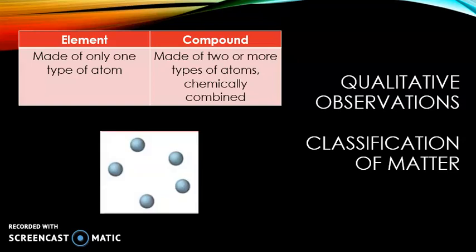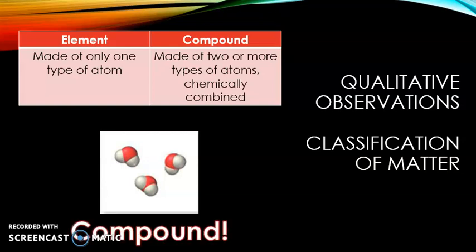So this is a picture where the circles just represent a specific type of atom. As you can see, they all look the same. Would you classify this as an element or a compound? You're right, it's an element. What about this picture? Now you can see there's more than one type of atom here, and they're physically connected. They're bonded. We would call that a compound.